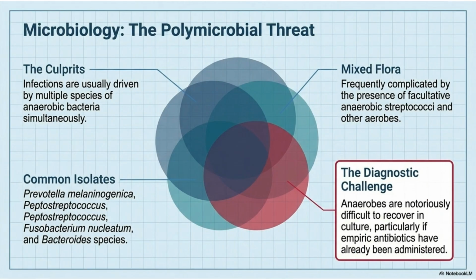Anaerobic lung infections are typically polymicrobial, driven by multiple anaerobic species like Prevotella and Fusobacterium. They are often complicated by mixed flora, including facultative anaerobes. A diagnostic challenge is that anaerobes are difficult to recover in culture, especially after antibiotics are given.